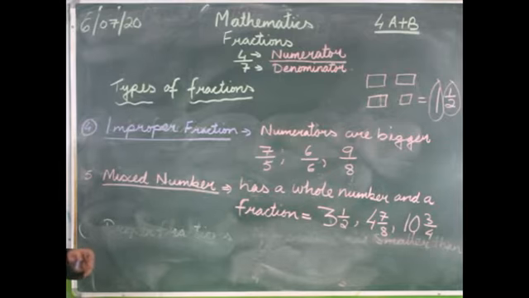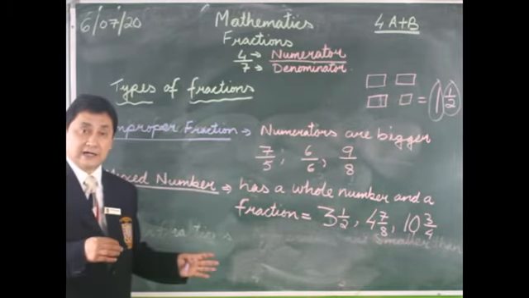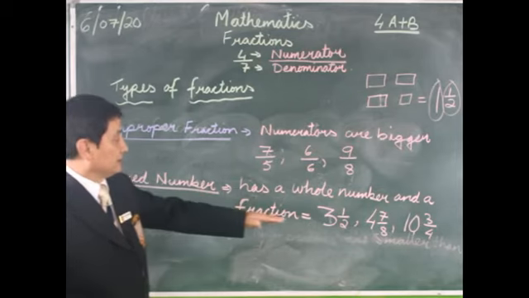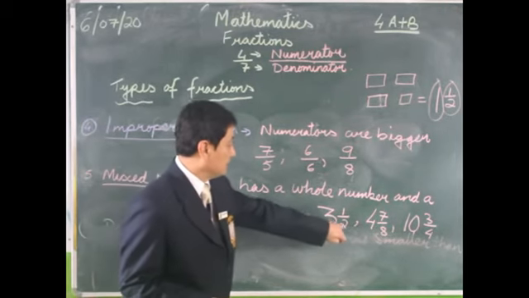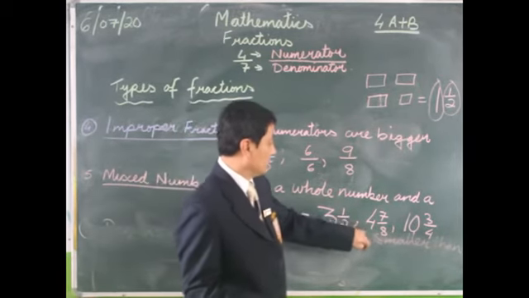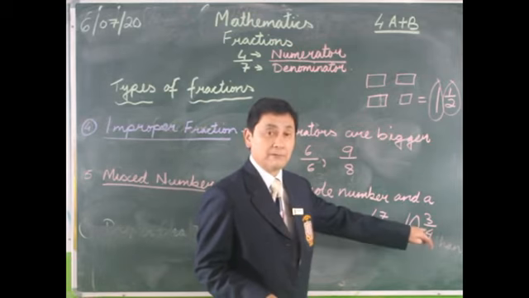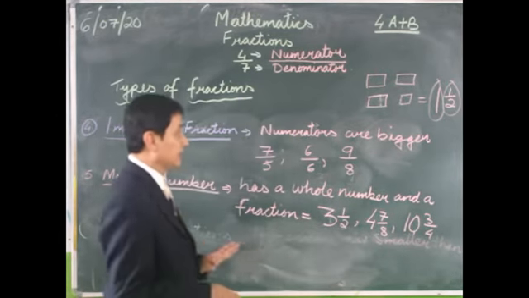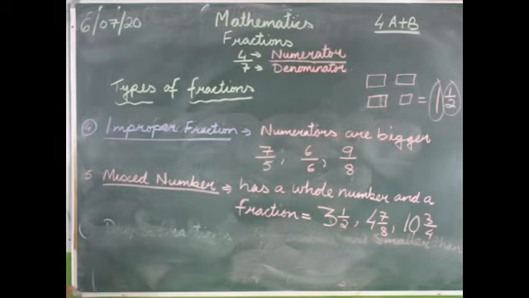So what are mixed numbers? Mixed numbers have a whole number and a fraction. And they are written this way. This is the whole number, this is the fraction. This is the whole number, this is the fraction. This is the whole number and a fraction. So I hope you have understood that. And then we have equivalent fractions. Number 6.